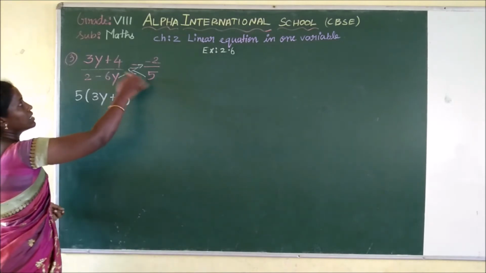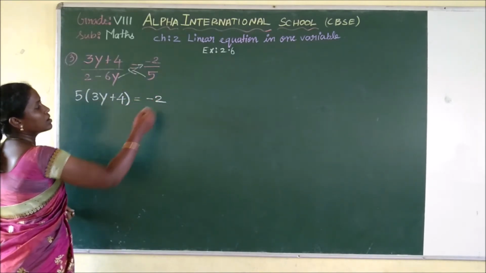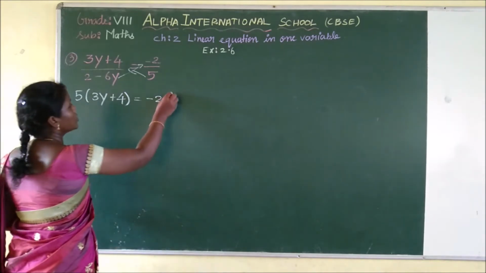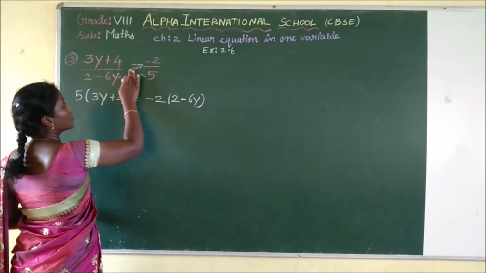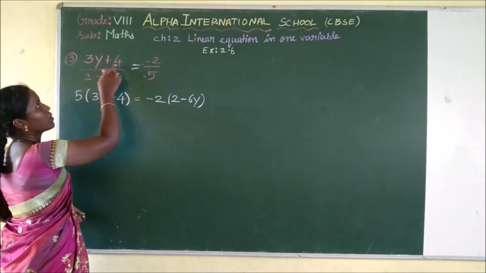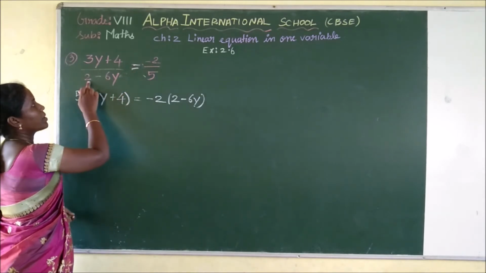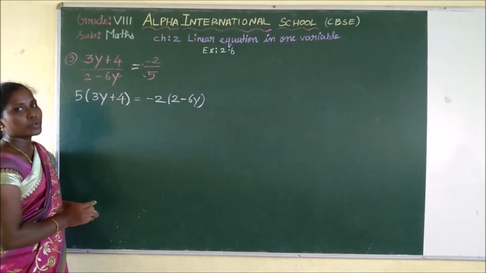5 into the whole term 3y plus 4 is equal to, what is here? Minus 2. Minus 2 into 2 minus 6y. We have cross multiplied the equation. 5 should be multiplied by 3y plus 4 and minus 2 should be multiplied with 2 minus 6y. Now we know how to do the problem.